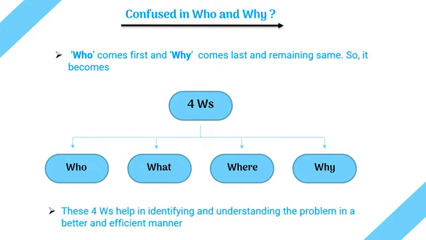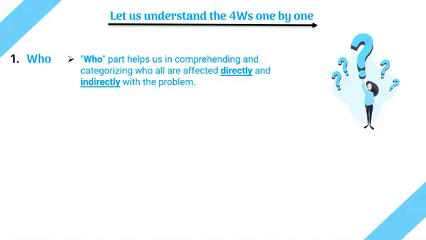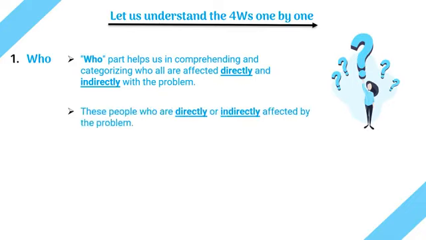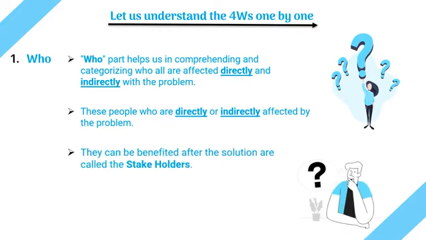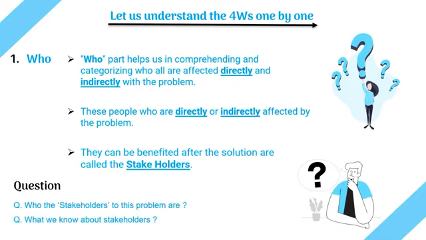So the 4 W's of problem scoping are who, what, where and why. These 4 W's help in identifying and understanding the problem in a better and efficient manner. So let's dig them out one by one. First W is who. The who part helps us in comprehending and categorizing who all are directly or indirectly affected by the problem. And these people who are directly or indirectly affected by the problem and can be benefited after the solution are called stakeholders. Remember this term, stakeholders. In this block, we are going to find out who the stakeholders to this problem are and what we know about them.